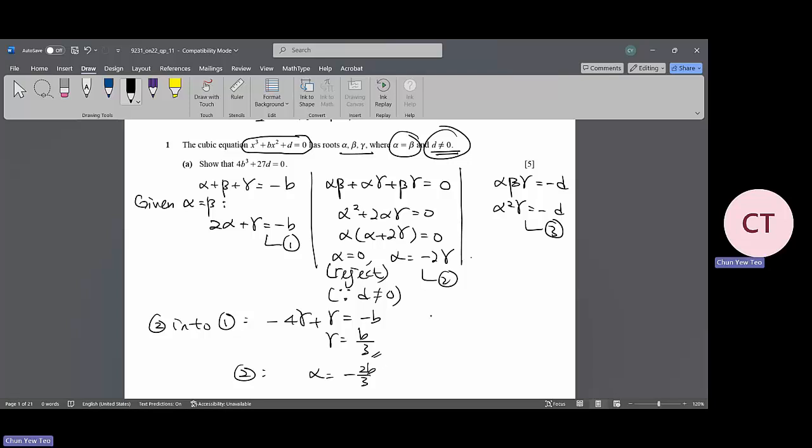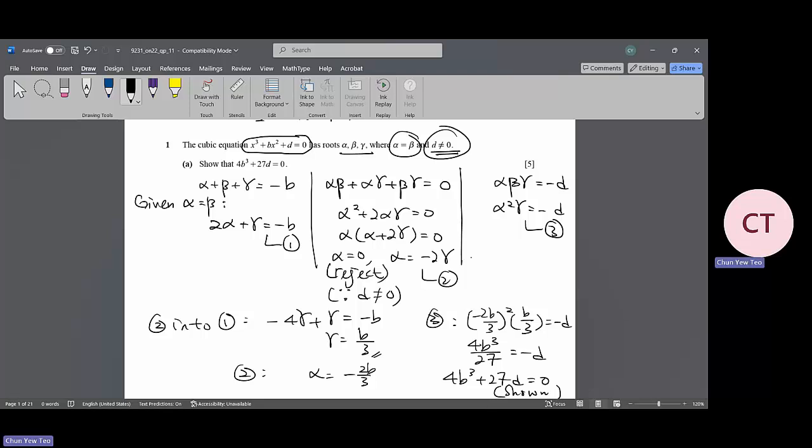Then from equation 3, you have alpha squared gamma equal to negative d. So this is negative 2b over 3, squared, times b over 3, which gives 4b cubed over 27 equal to negative d. Therefore, you get 4b cubed plus 27d equal to 0, shown. So this is how you get the answer for part A.